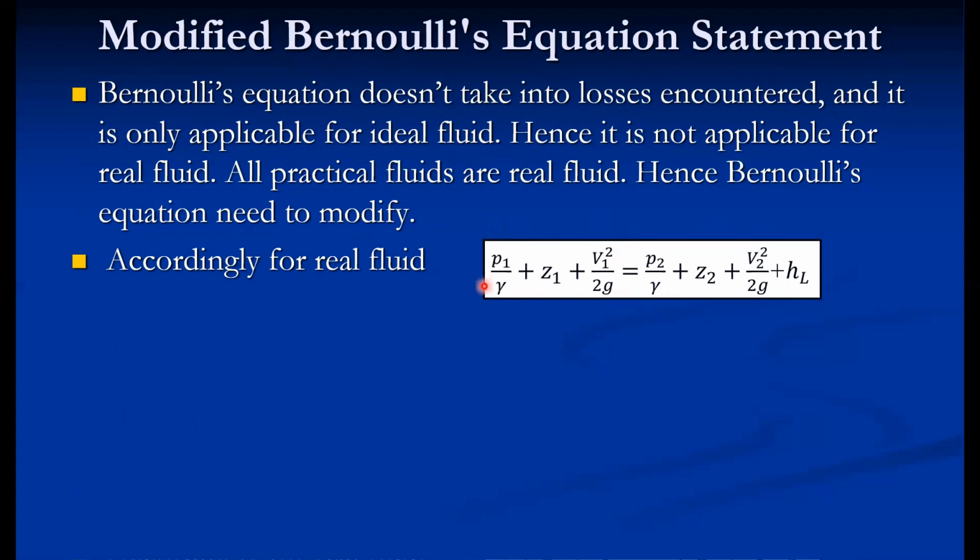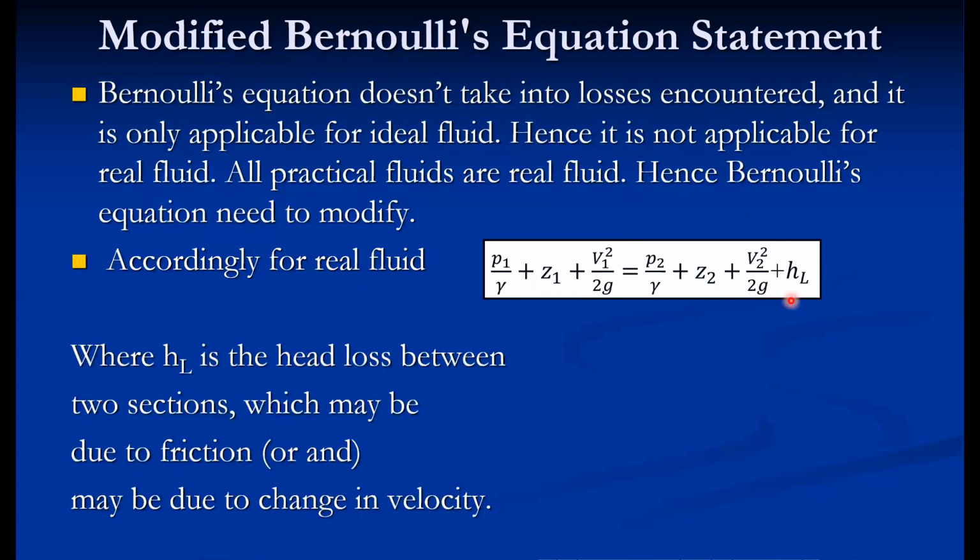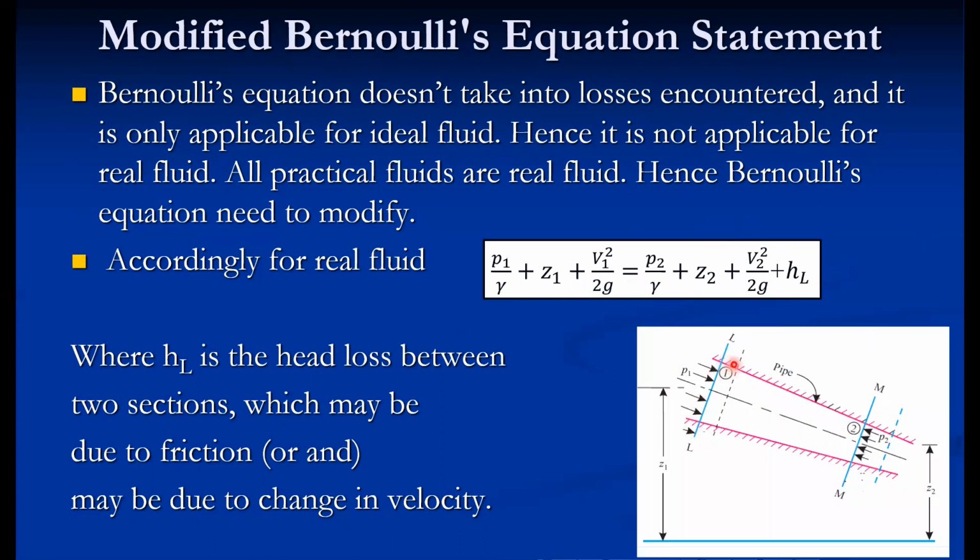That means this is the total energy at the inlet or at the beginning, and this is the total energy at the outlet. So these energies are not equal. There is some reduction of energy, and that reduction is in terms of head, that is HL, where HL is the head loss between two sections, which may be due to friction or may be due to change in velocity. When the fluid is flowing through any closed conduit, from section 1 to 2, we can apply this modified Bernoulli equation. There are some losses encountered, and those losses are measured in terms of HL.